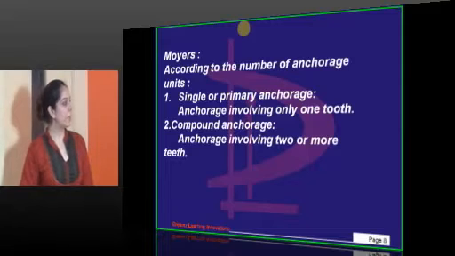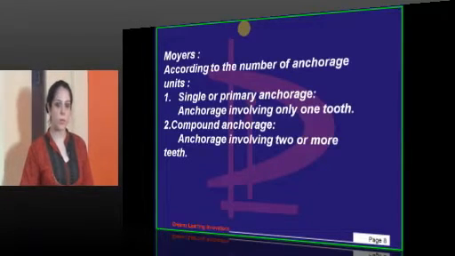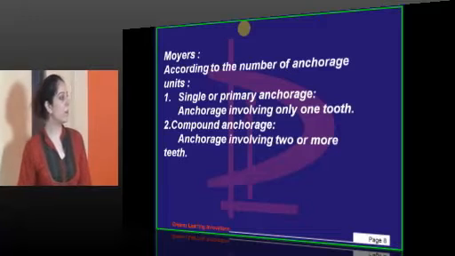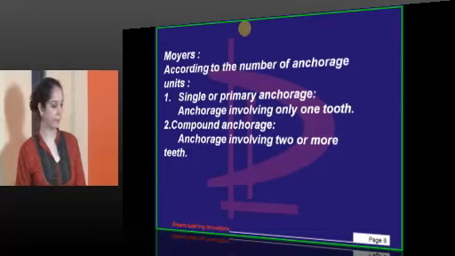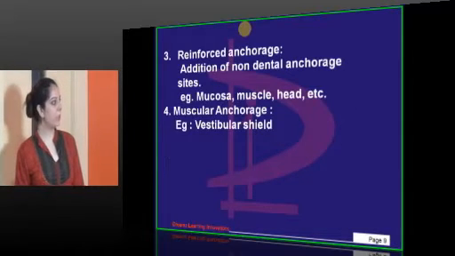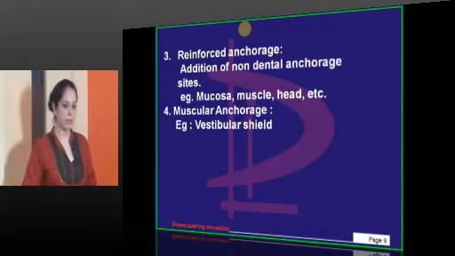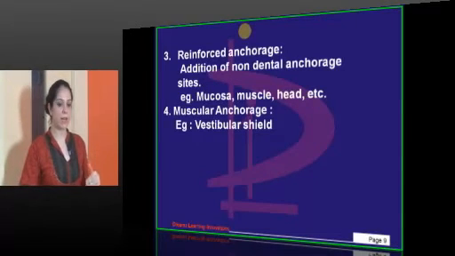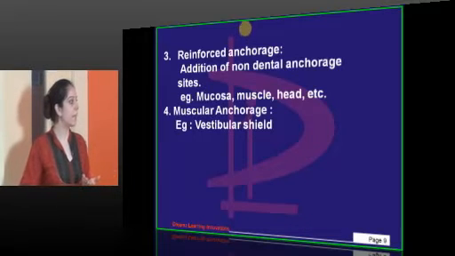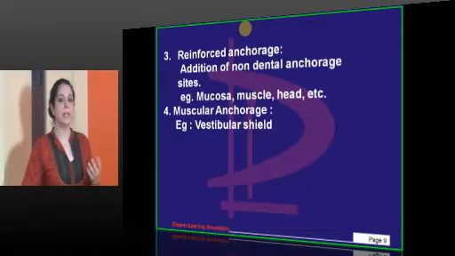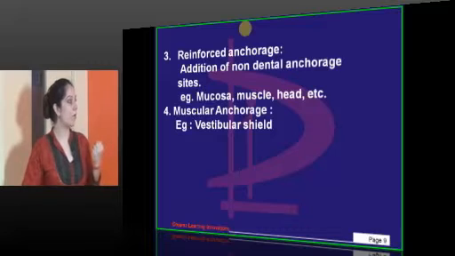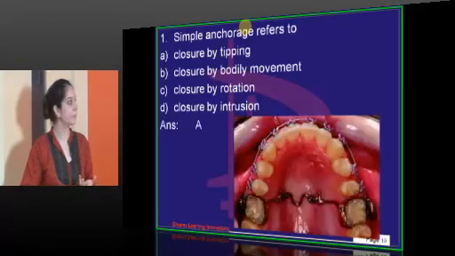There is a singular primary anchorage where only one unit is involved, there's only one tooth which acts as an anchorage, and a compound which involves more than 2 teeth. There's something called reinforced anchorage also, in which you have an additional anchor, but it is a non-dental anchor. That means it's not a tooth. It can be mucosa, muscle, head, etc. And finally there's muscular anchorage, which means that it takes the help or rather the force of the musculature. For example, oral or vestibular shield.